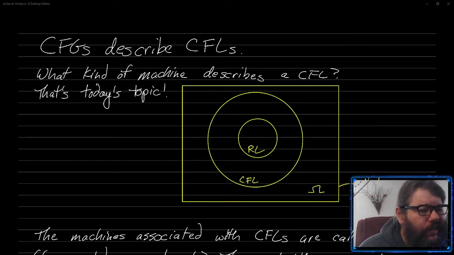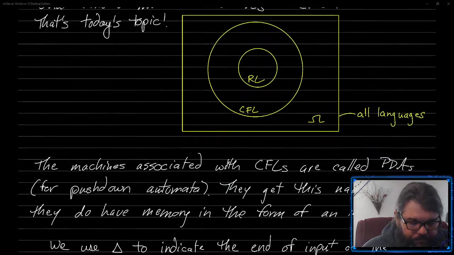PDAs are the machines that correspond to context-free grammars, kind of in the same way that DFAs and NFAs correspond to regular expressions. So it turns out that CFGs and PDAs have the same power. They all describe context-free languages, and that's the topic of today. Anything that is regular is context-free. As we saw before, we can do anything that's regular with a grammar, which means we can do it with a PDA. So let's go ahead and get started.